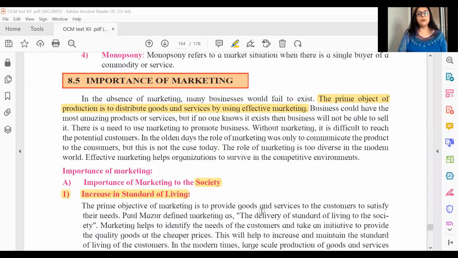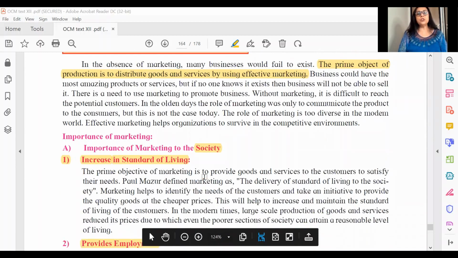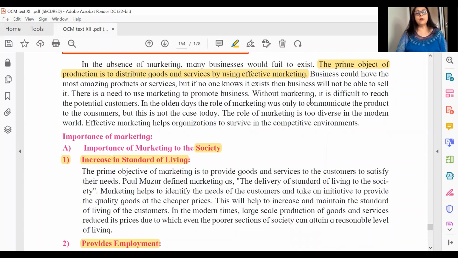Moving ahead, topic number 8.5, you see importance of marketing. Unfortunately, after the definition, we just have a rough definition about the importance of marketing, and that is the prime object of production is to distribute goods and services by using effective marketing. So the entire production process is meaningless unless there is very good distribution. And how are you going to manage to distribute goods and services? With the help of effective marketing. The entire chapter is based on this concept.